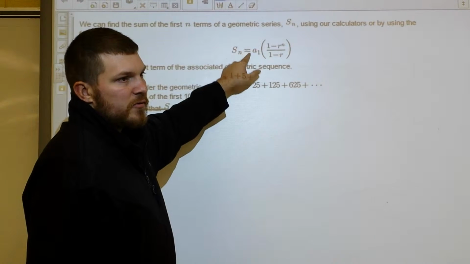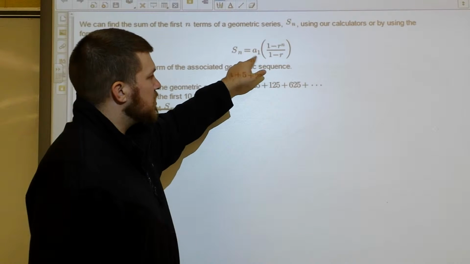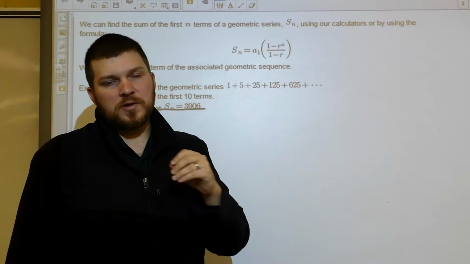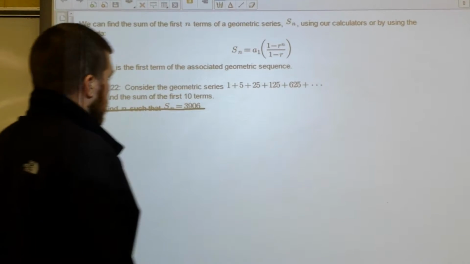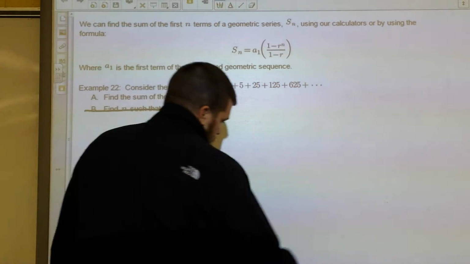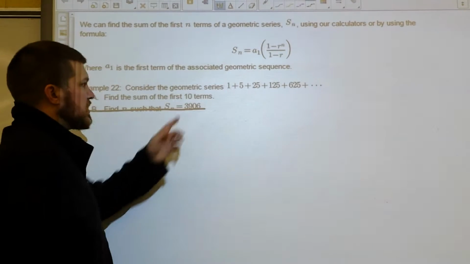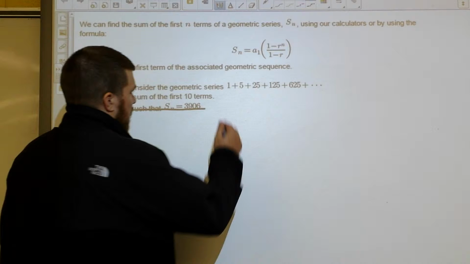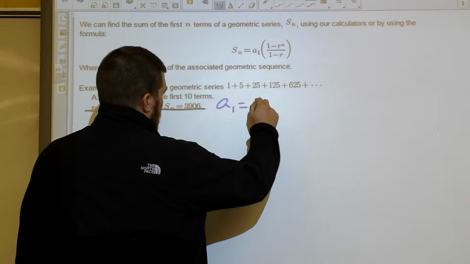A sub 1 is the first member in our sequence. R is our common ratio, and then obviously N is whatever position we're stopping at. So let's plug in what we know in example 22. So we want to consider this series. Obviously, this series, the very first position, A sub 1 is 1.